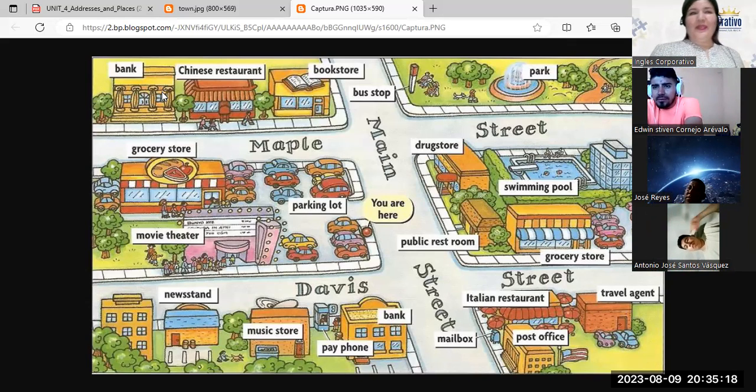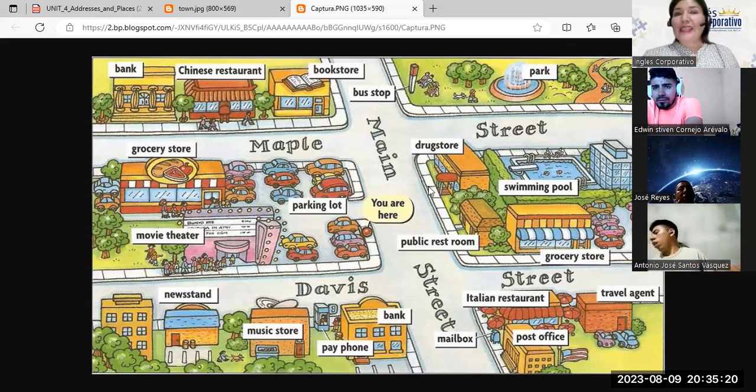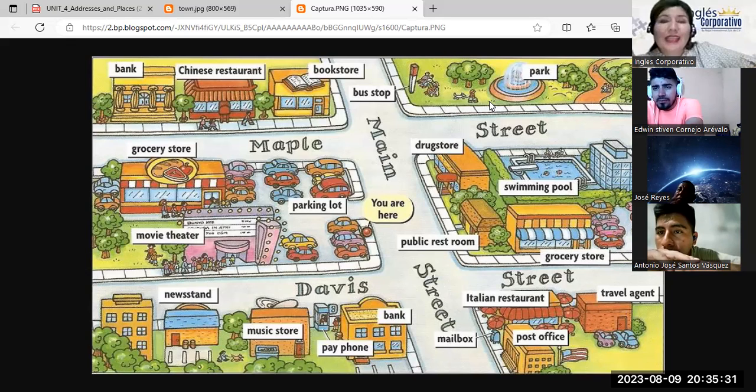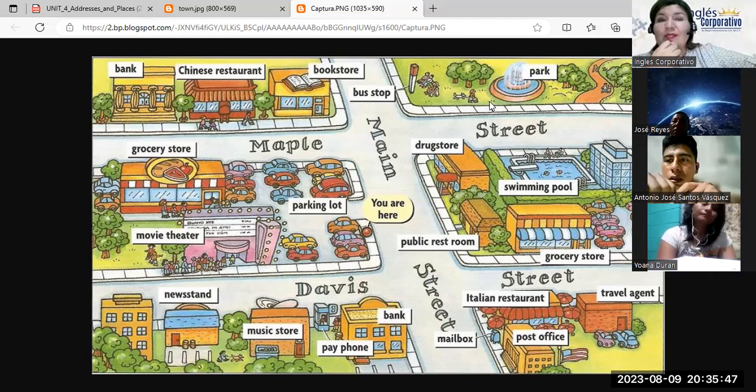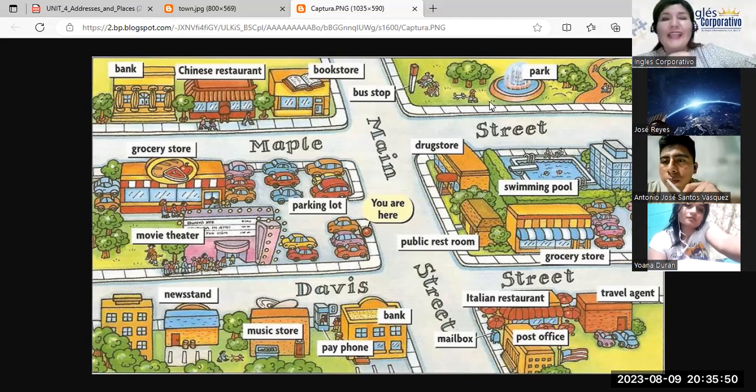So there you have. Tell me, what places can you see on the map? You can tell me, teacher, there is a swimming pool. Teacher, there is a park. Teacher, there is... What places can you see in the picture? There is a swimming pool. There is an Italian restaurant, okay.